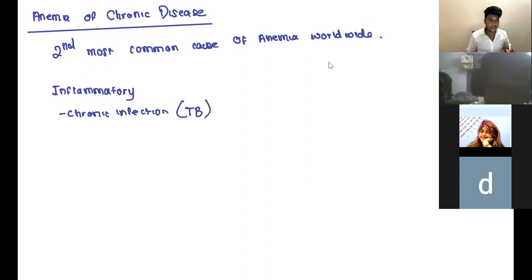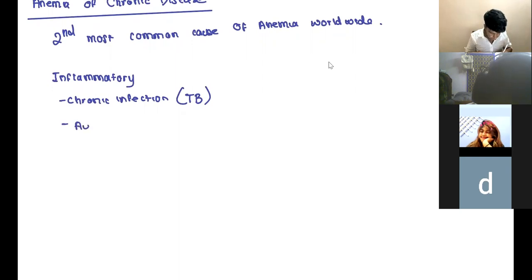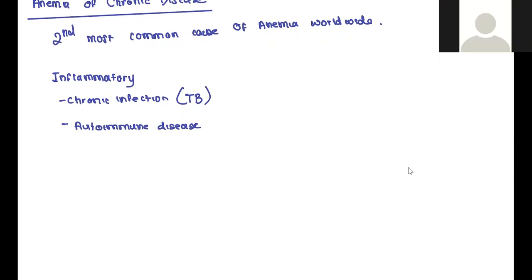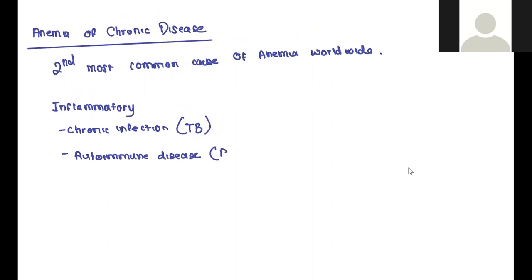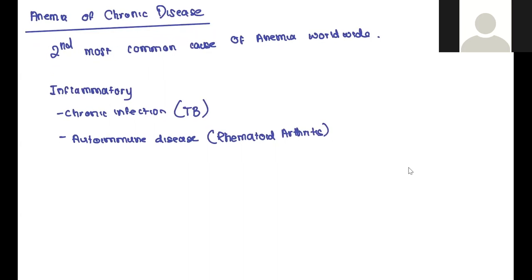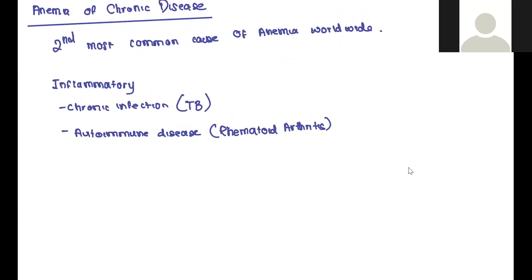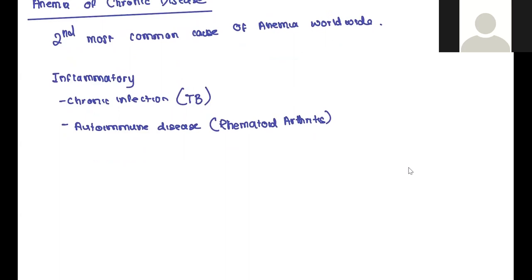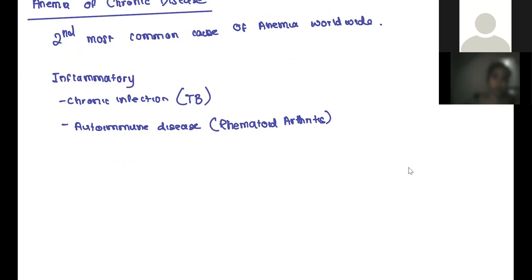TB is a chronic infection. Okay, then autoimmune diseases, where the body attacks itself. Literally almost all autoimmune diseases can cause this, but the most commonly associated one is rheumatoid arthritis. This was done in the previous module. Rheumatoid arthritis is associated with anemia of chronic disease. I need you to understand literally any autoimmune disease can cause this, but most commonly it is seen with rheumatoid arthritis. Okay.